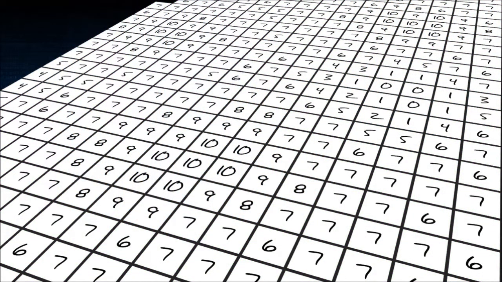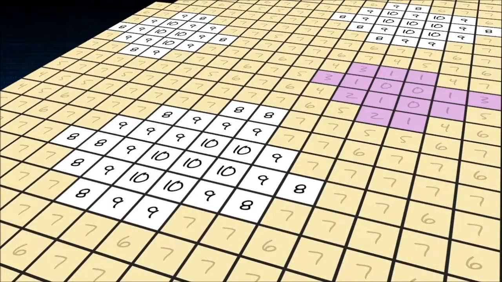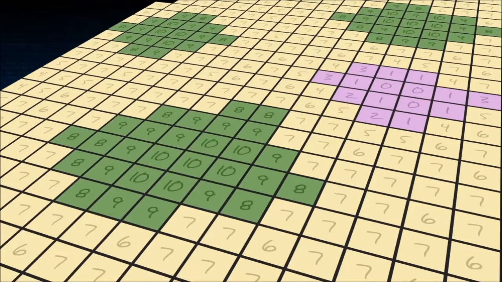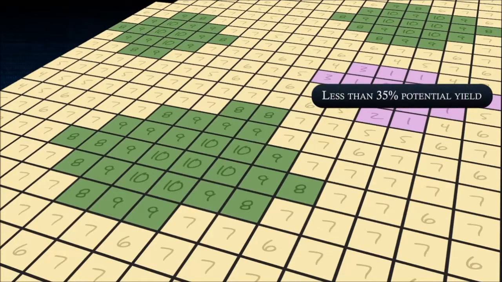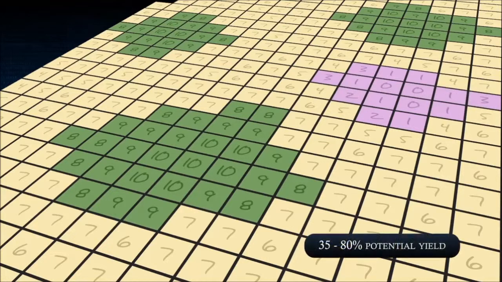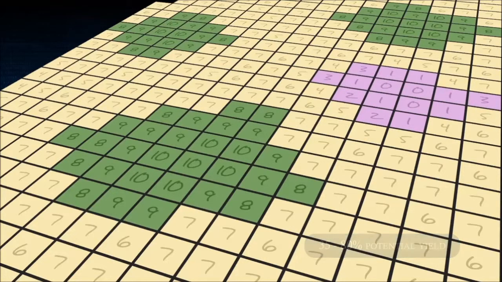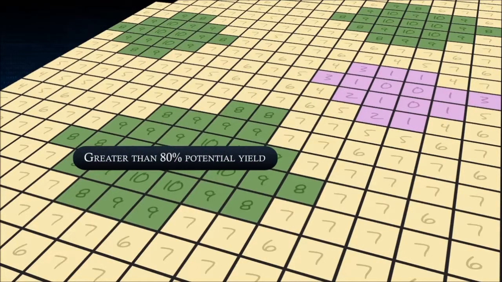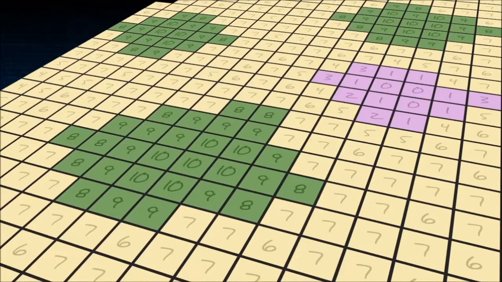I tend to group the YPI zones into 3 zones. In this case, I would group 0, 1, 2, and 3 into low, 4, 5, 6, and 7 into medium, and 8, 9, and 10 into high. The 3 zones are the field's low, less than 35%, medium, 35 to 80%, and high, greater than 80%, potential yield areas, but feel free to group them any way you see fit.